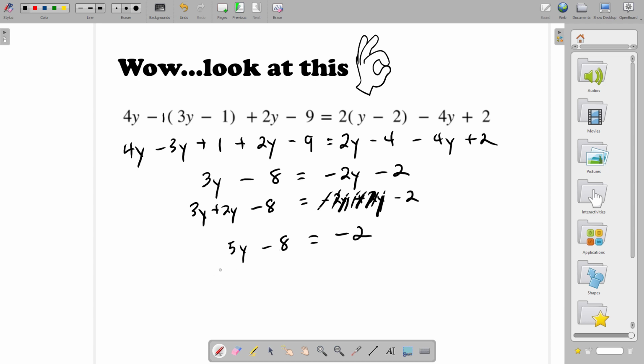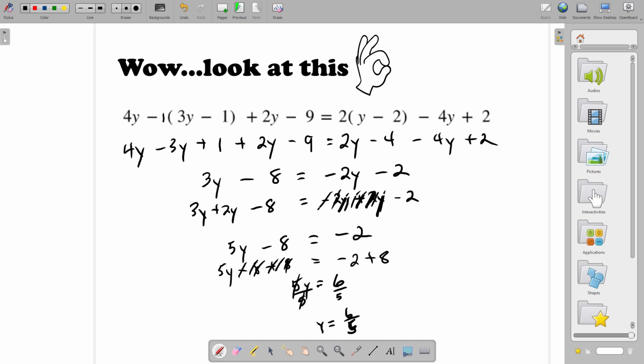Now I'm going to add 8 so that those will add up to 0. I need to add 8 on this side. The 8's add out. I'm left with 5y. -2 plus 8 is 6. Now I divide by 5. Divide by 5. Y is equal to 6/5.